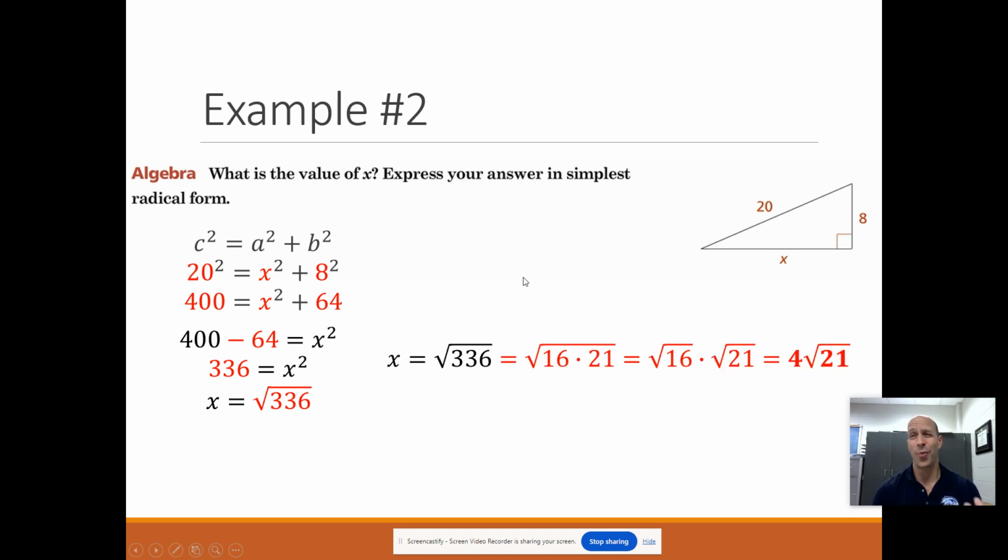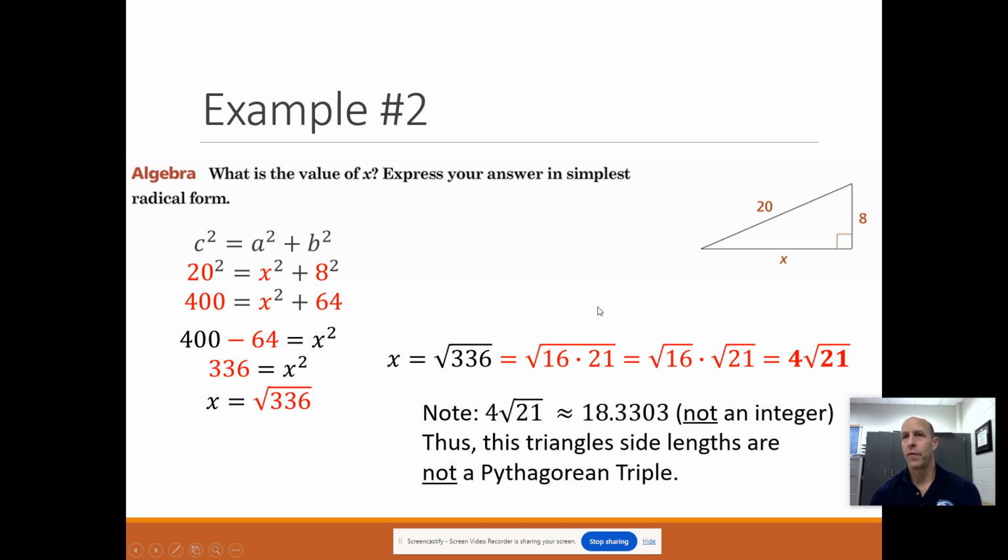Here's the part that you're probably going to need a little refreshing on from Algebra 1. It turns out that 336 is equivalent to 16 times 21. 16 is the largest perfect square that divides evenly into 336. So then you can break the radical into the square root of 16 times the square root of 21. And so the final answer here is 4 square root of 21. That's the value of x.